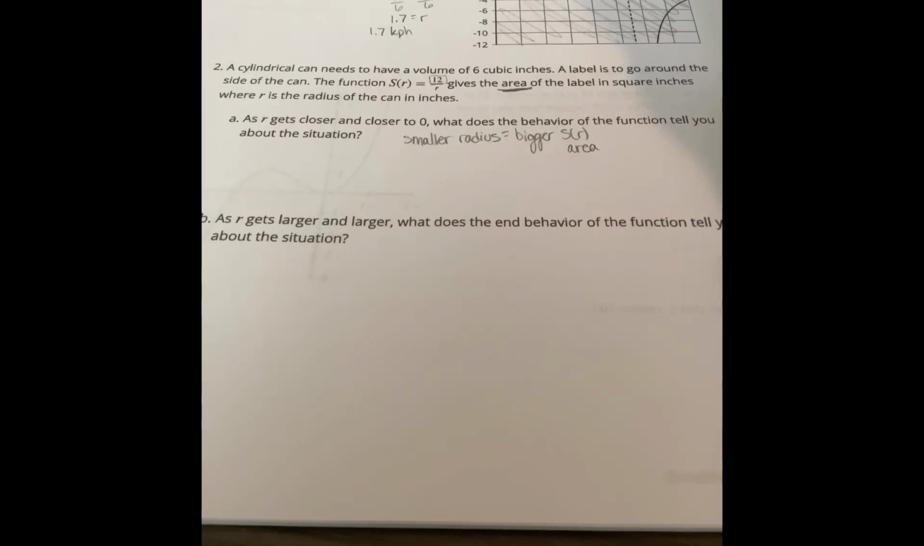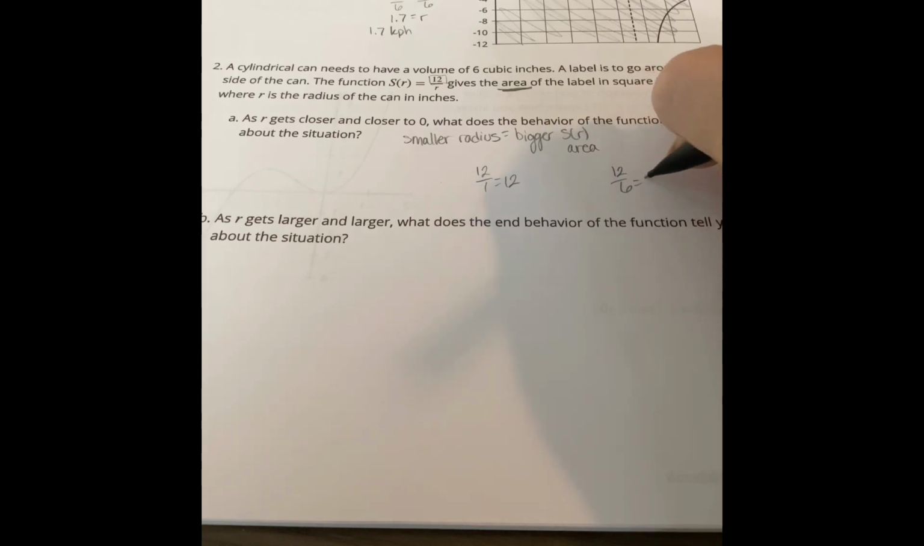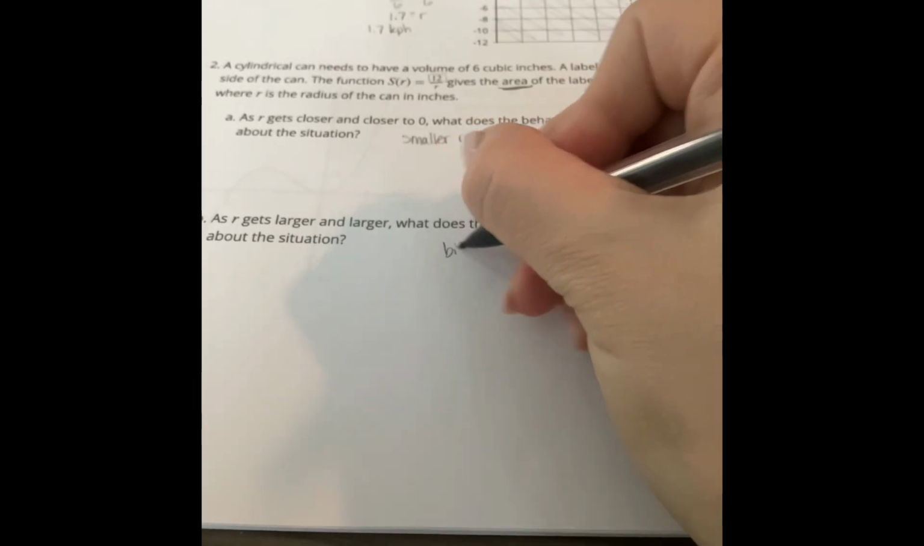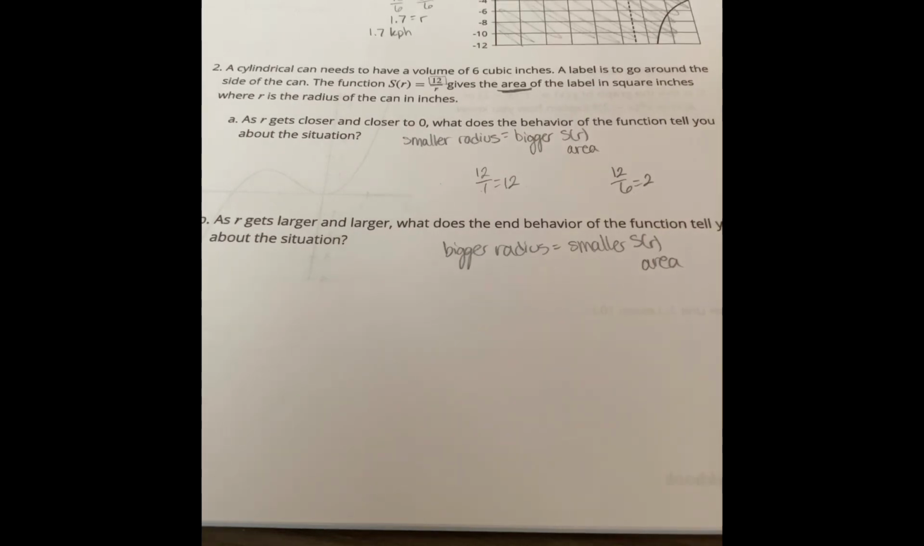Because you know it's going to equal this 12. My example is if you have a radius of 1, that leaves you with 12. But if your radius is 6, that leaves you with 2. So that's the difference. So the bigger your r is, what you're dividing by, means actually the smaller. So that's what's going to be this one. So if you have a bigger radius, you're going to have a smaller area, or S of r. And again, use these examples. If your radius is 6, your area is only 2. But if your radius is 1, your area is 12.